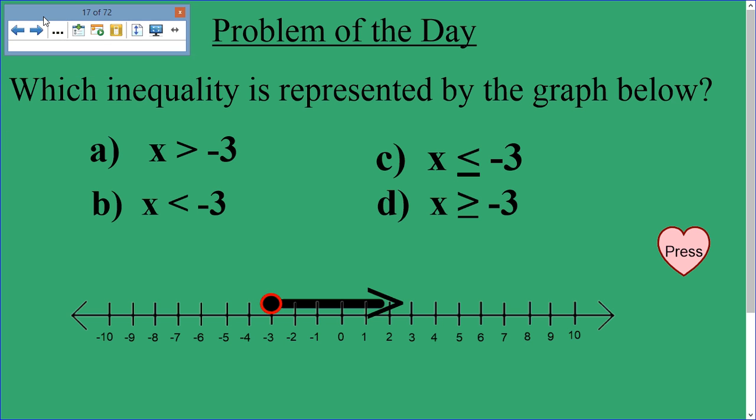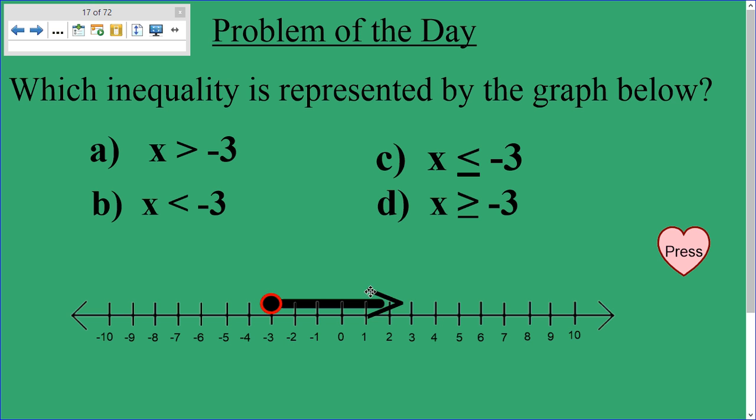So let's move on to another problem. I want to take it a step further in graphing. See if you can recognize which inequality is represented by the graph below. This time I'm going a little bit backwards. If I give you the graph, can you recognize which one of these inequalities it is?